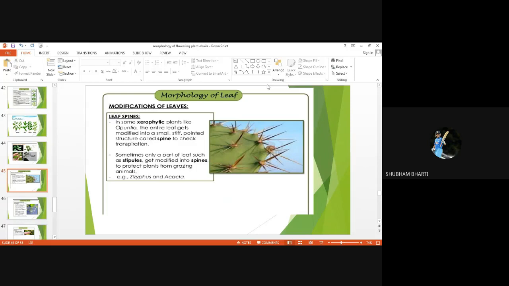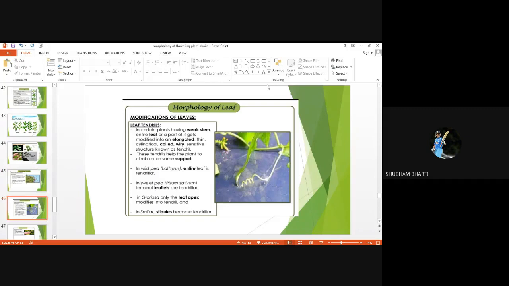Next modification is the leaf tendril. लीफ टेंड्रिल हे आपण स्टेम मॉडिफिकेशन पण आहे, and it is also called leaf modification. Spine in Opuntia, it is phylloclade, it is a modification of stem, and in Acacia, leaf spines, it is the modification of leaves.